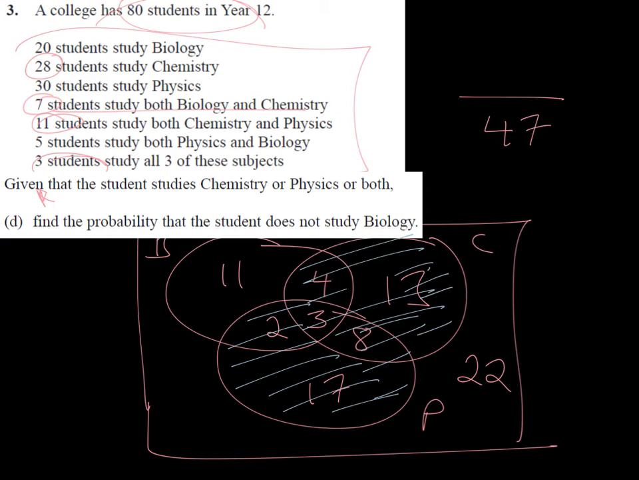And we're asked to find the probability that a student does not study biology. So we can see that the only students that do not study biology are going to be these 13, this 8, and these 17. So we are just going to add those together, and if we do that, we will see we get an answer of 38 over 47.